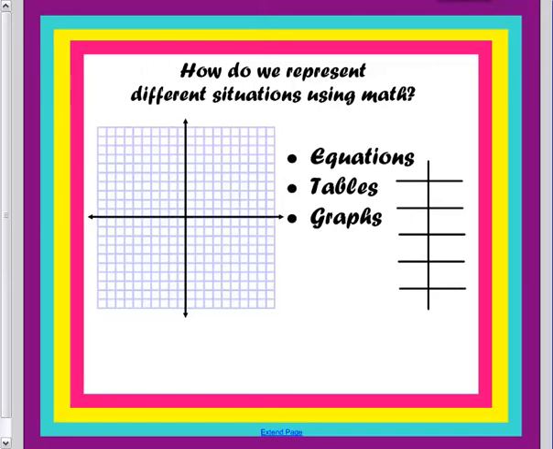Okay, so the goal of this video is to teach you how to represent different situations using math. We can use equations, tables, and graphs. Now that we have worked with them and manipulated them, we know how to work with equations. We've built tables, we've even looked at tables to find the rate of change in things. We've also looked at graphs. So now we're going to look at them as one cohesive group to help us solve situations.